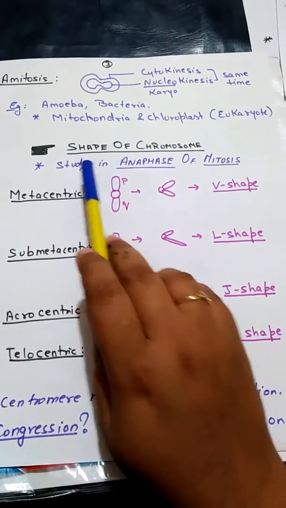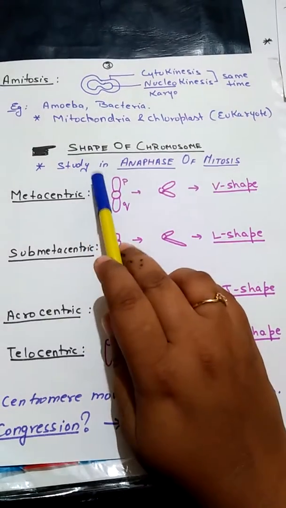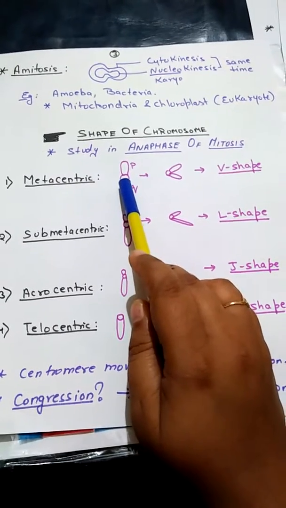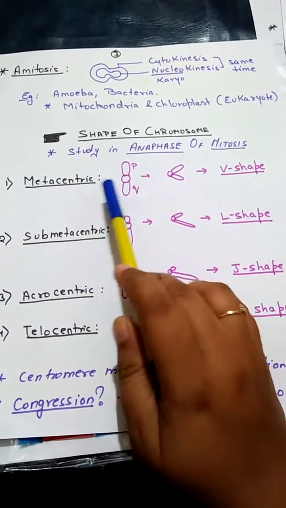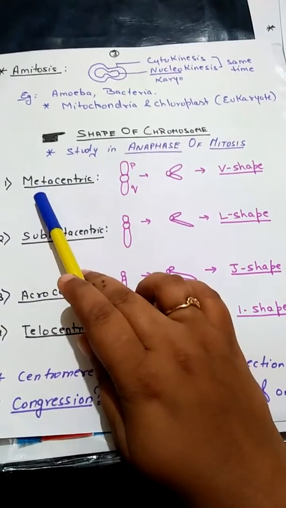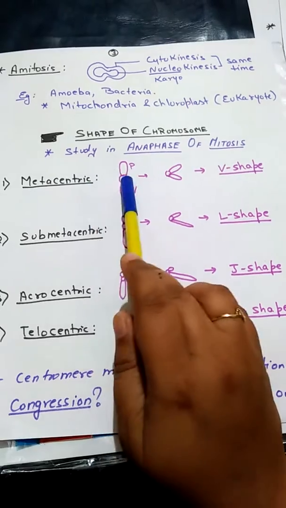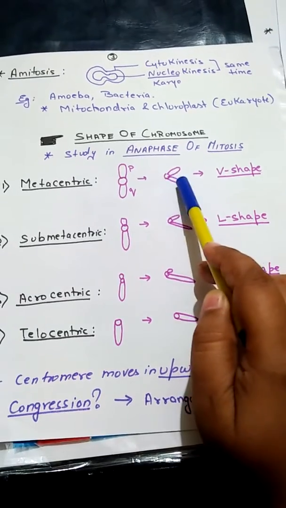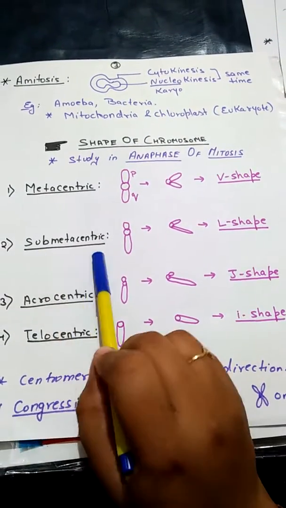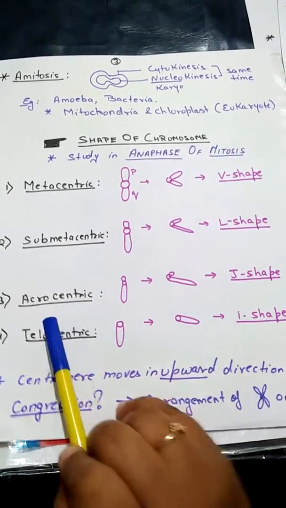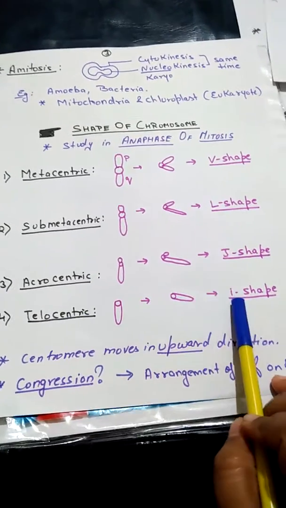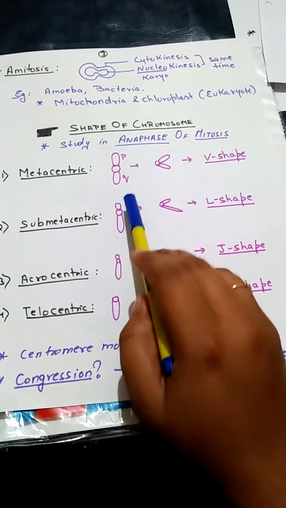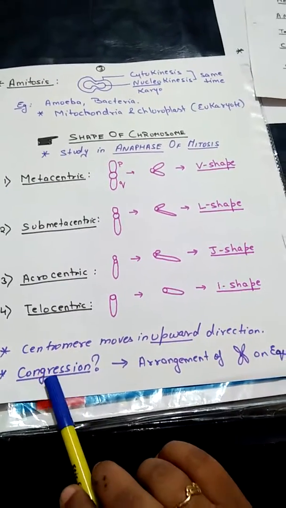Now, moving on to some extra points. Shape of chromosomes. This you can study in anaphase of mitosis. On the basis of where the centromere is located, we name different types of chromosomes. If the centromere is in between the chromosome, that is metacentric. Meta means in between, centric means centromere. So when the centromere is in between, and if you move it in anaphase, it will be seen like this, which is called V shape. Submetacentric, L shape, acrocentric, J shape, telocentric, I shape. Where the centromere always moves in upward direction, you can see here P arm is getting shorter and Q arm is getting longer.